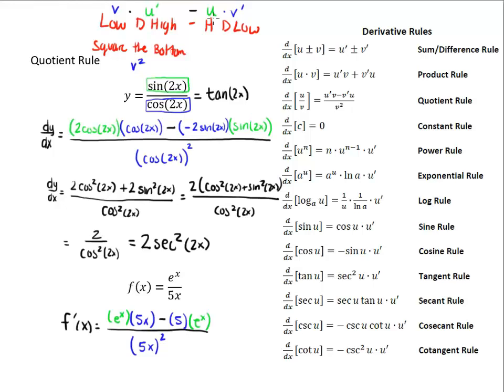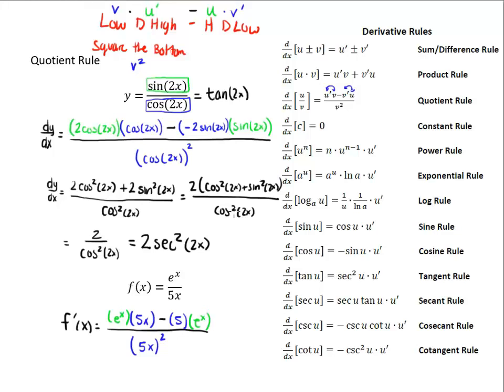You'll notice that what I have written up here in blue and green is the exact same thing as this. It's just that the multiplication is turned around. These are switched around, which is just fine, right? 2 times 3 is the same thing as 3 times 2. So that's nice to remember. Low d high minus high d low, square the bottom, and away you go. You can memorize that if you really want to.